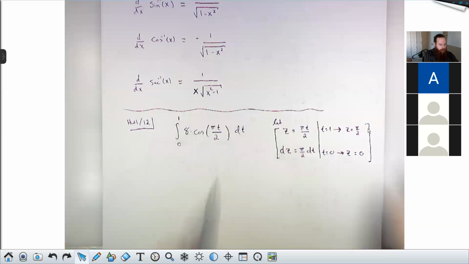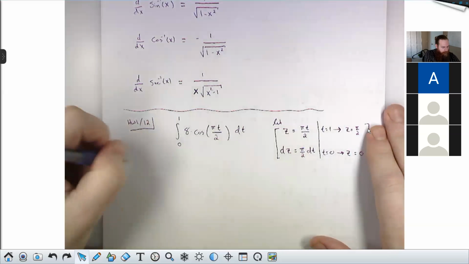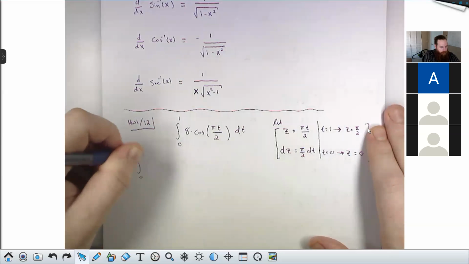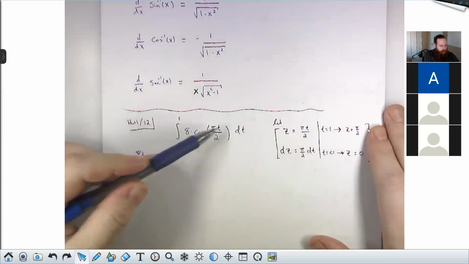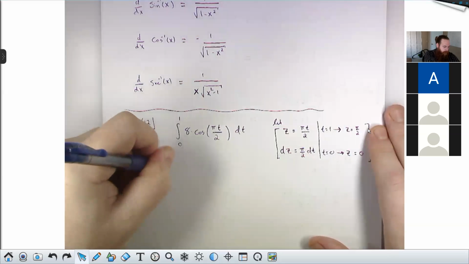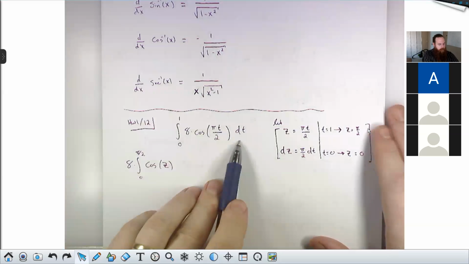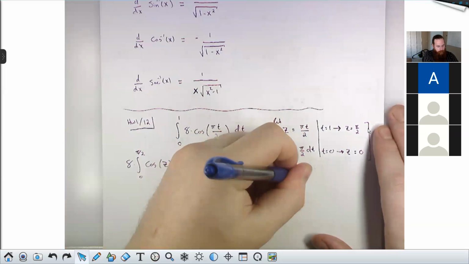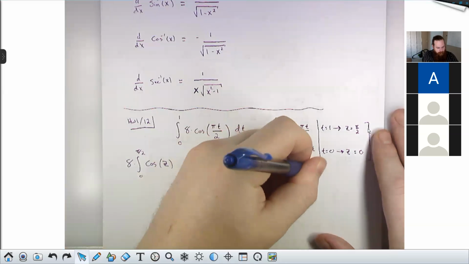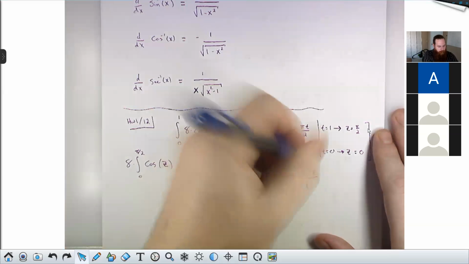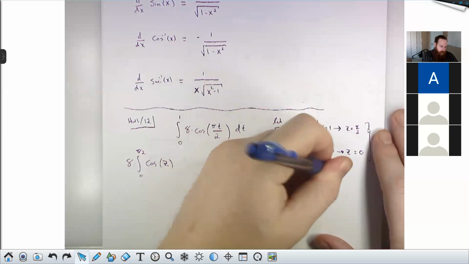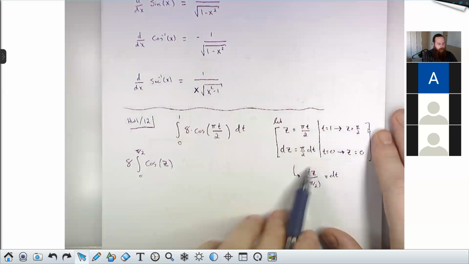So now if I go to implement this substitution, I can pop out the 8. I'll have integral from 0 to pi over 2. The cosine of pi t over 2 is just the cosine of z. But what to do with this dt? Well, if I come down here and I solve this for dt, I'll see that dz divided by pi over 2 is equal to dt. So I can plug this in for this.